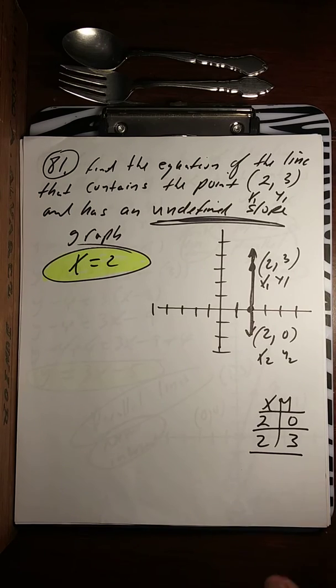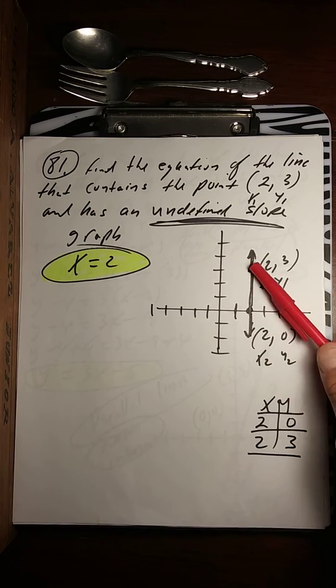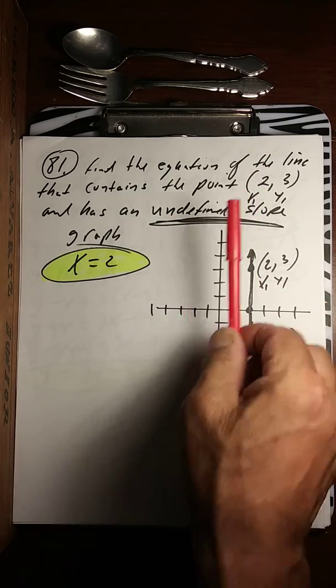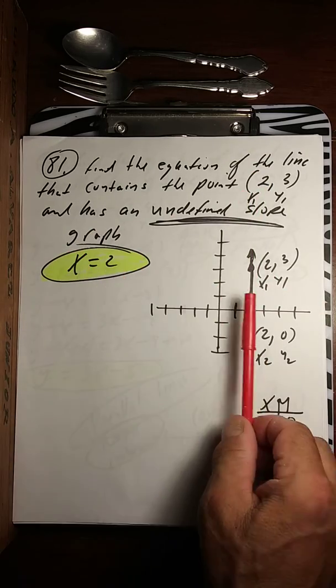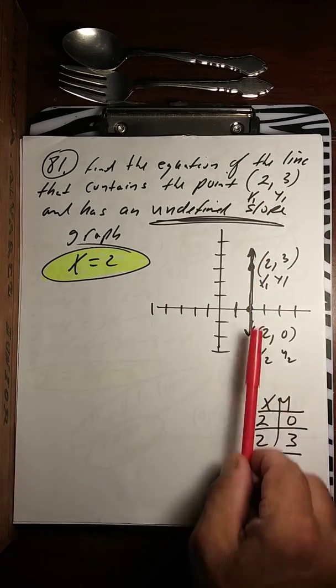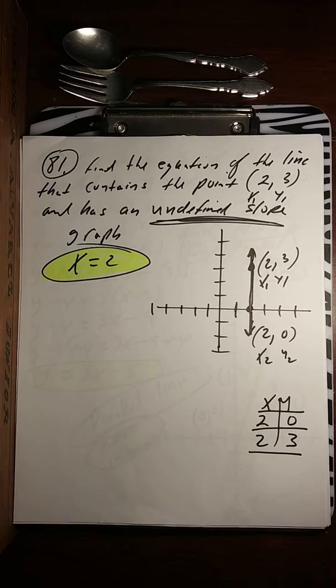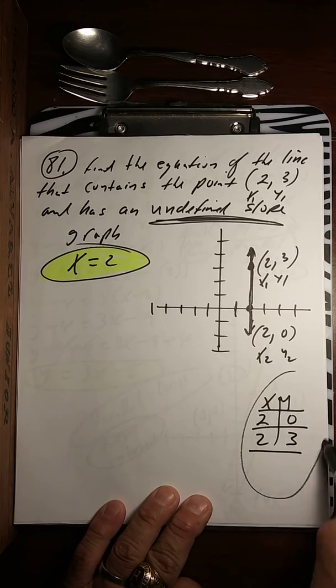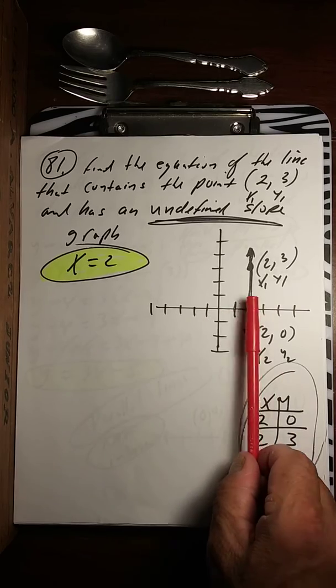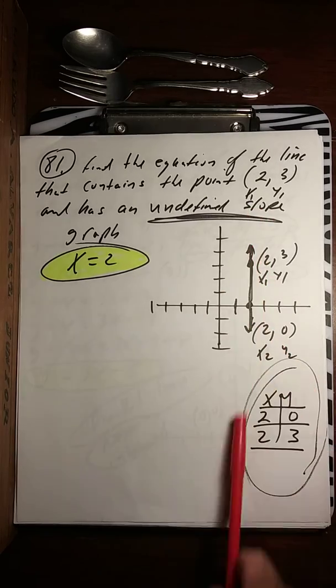Find the equation of a line that contains the point (2, 3) and has undefined slope. Undefined means it goes like this. So the only way that's going to happen is if x equals 2. If x equals 2 is the formula, that means it's going to go like this. So x is always 2, always 2, always 2. So (2, 0), (2, 3), (2, 4), all these numbers.